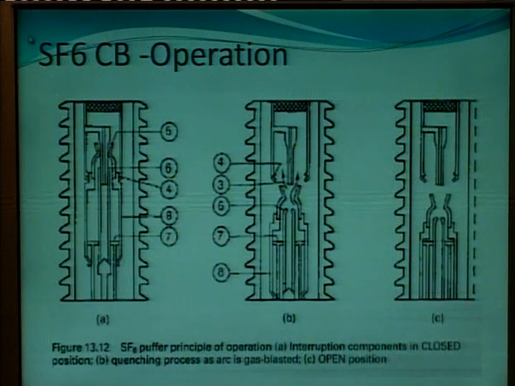Now SF6 gas has an electron affinity property, that is, it loves to take electrons. So it will consume the electrons from the arc. Therefore, in this way the arc gets extinguished. This is again the open position of the SF6 circuit breaker.